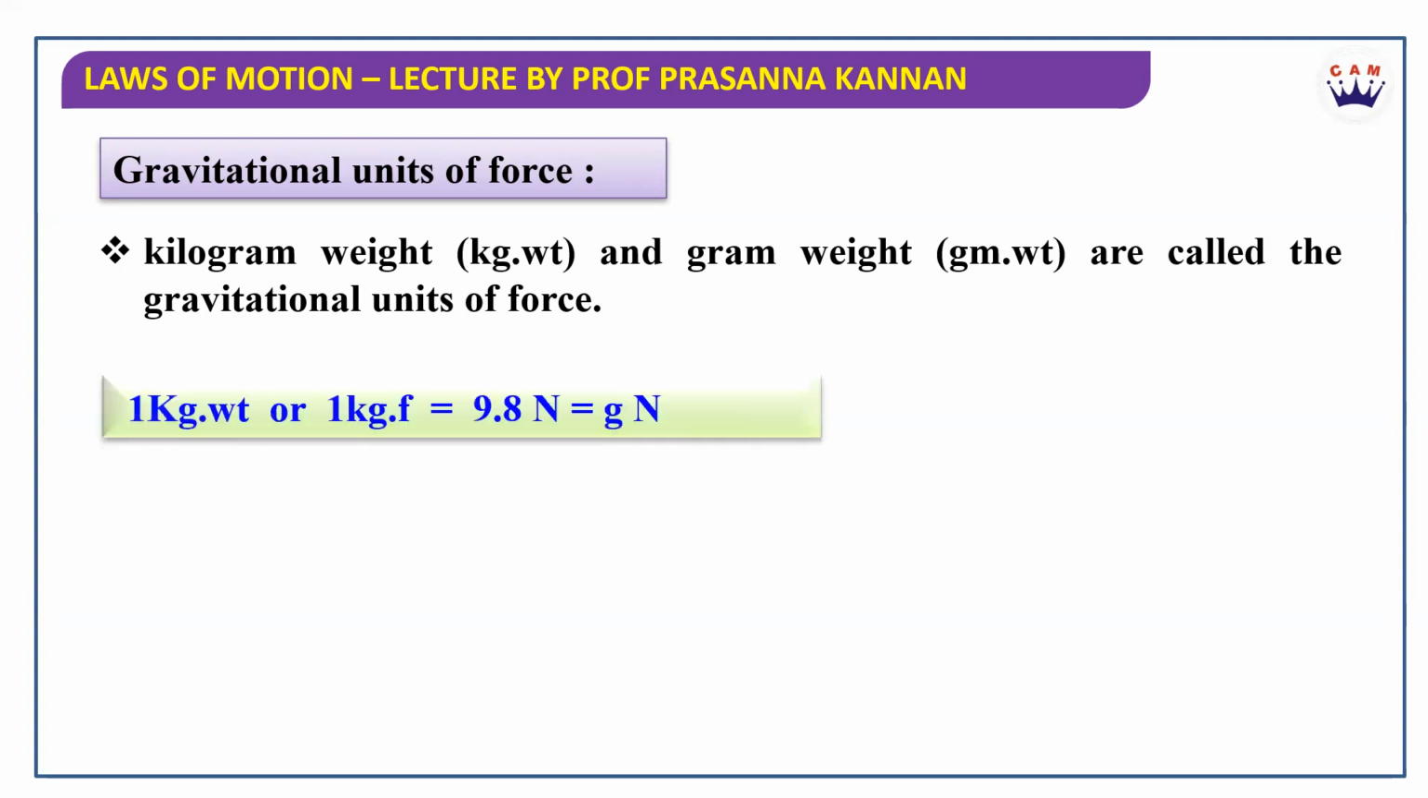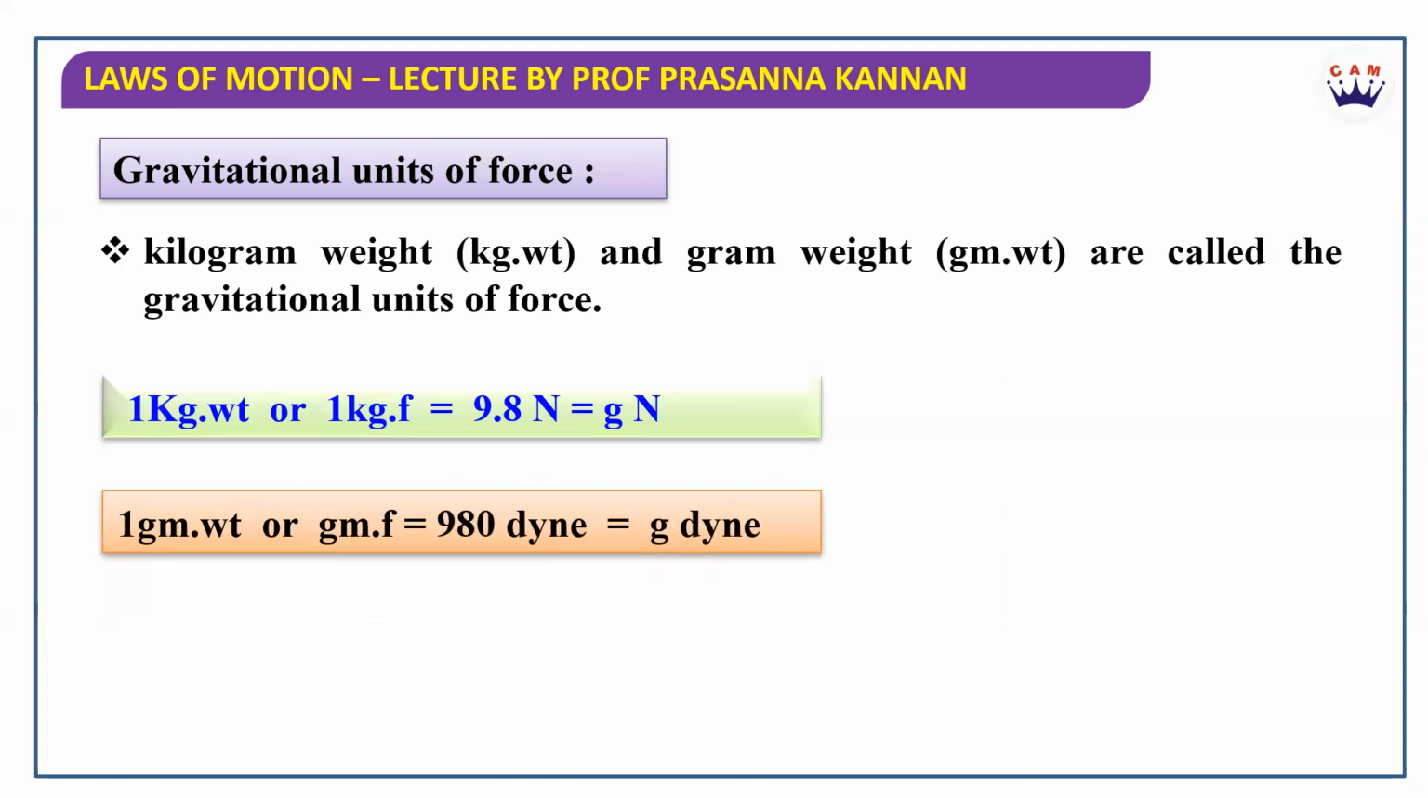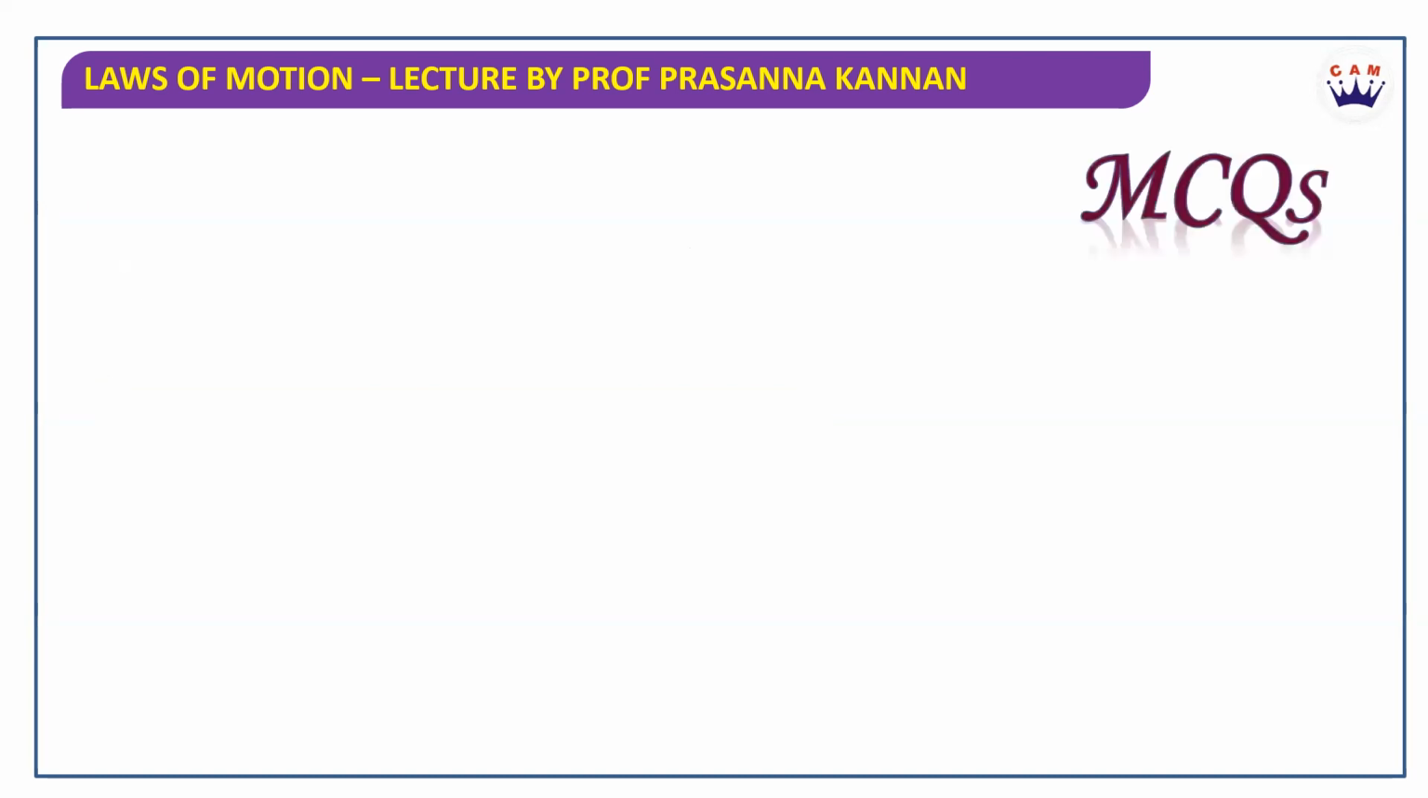Okay, guys. Anyways, now listen. 1 kilogram weight is nothing but g into N. What is g? 9.8. If you are talking about 1 gram weight, what is it? 980. Okay, now.